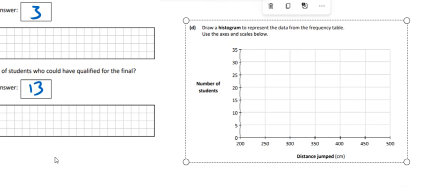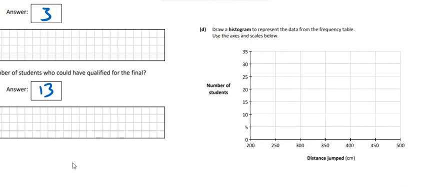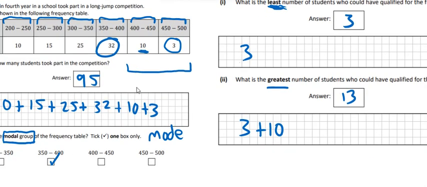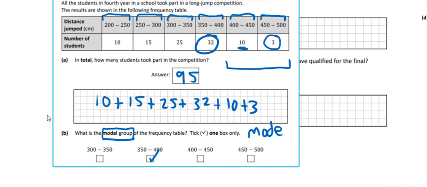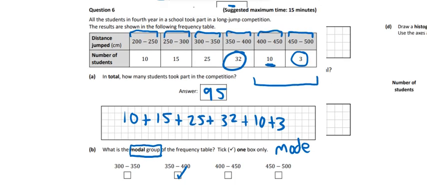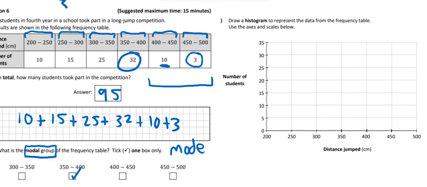Right, so part D then asks us to draw a histogram to represent the data from the frequency table. So if I can just put over the frequency table, make it a bit easier. Right, so all we need to do is draw a bar up in between each of the groups. So from 200 to 250, there was 10. So we just need to draw a bar up to 10.